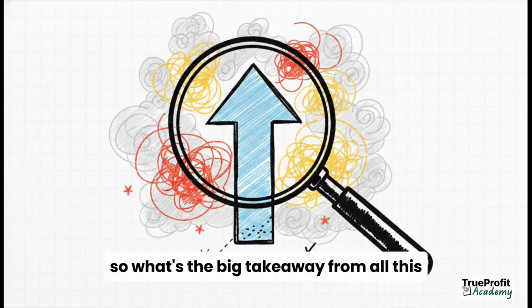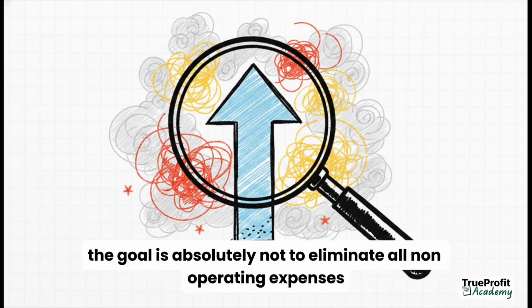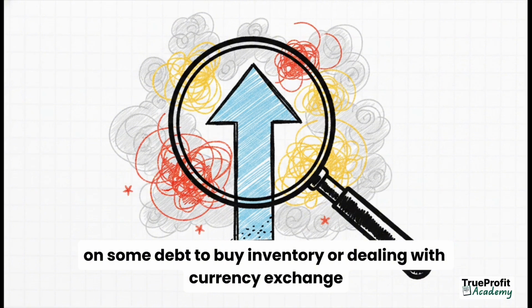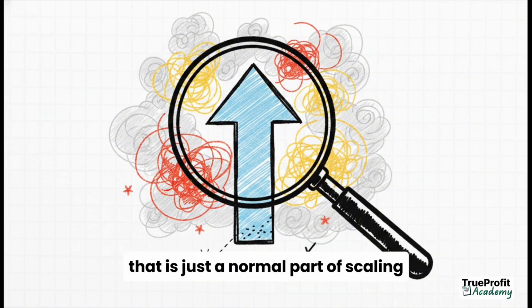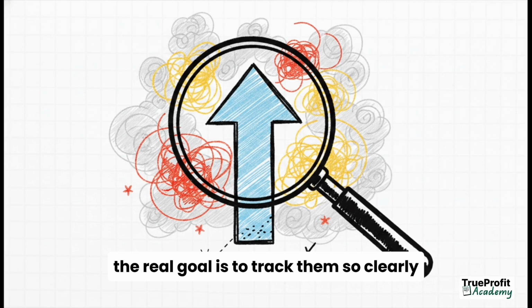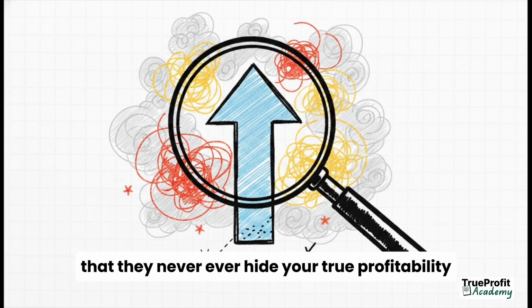So, what's the big takeaway from all this? The goal is absolutely not to eliminate all non-operating expenses. Taking on some debt to buy inventory or dealing with currency exchange, that is just a normal part of scaling. The real goal is to track them so clearly that they never, ever hide your true profitability.